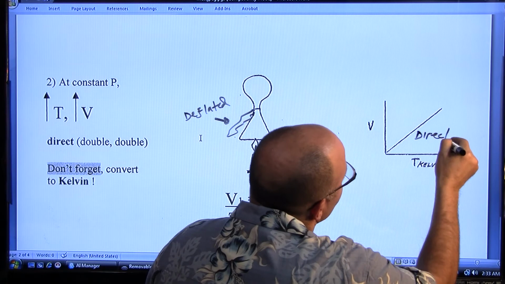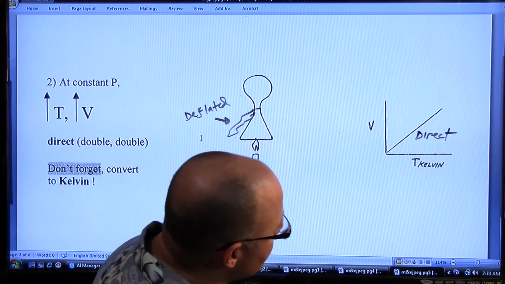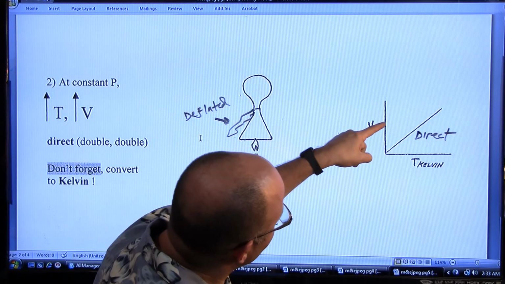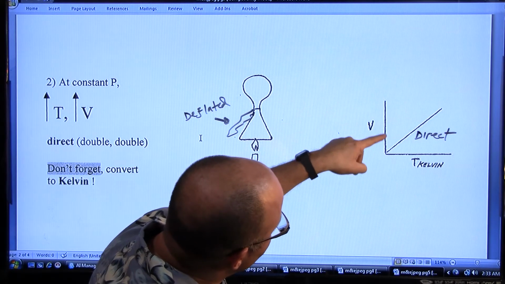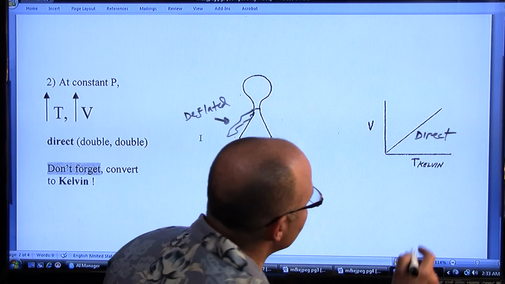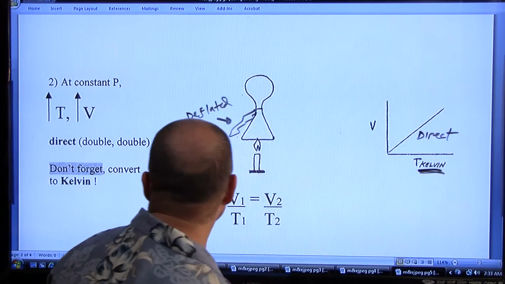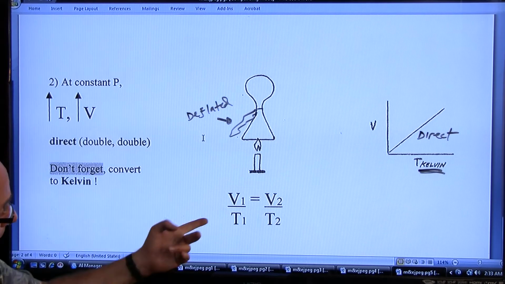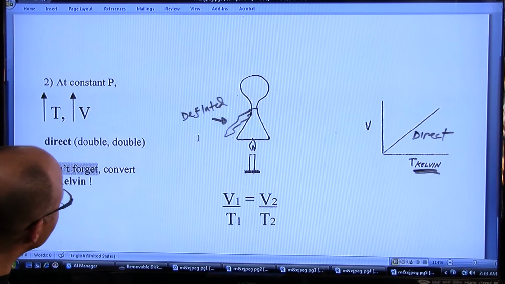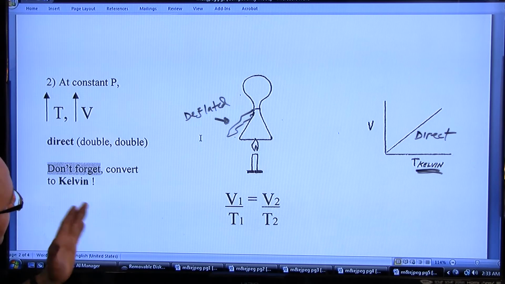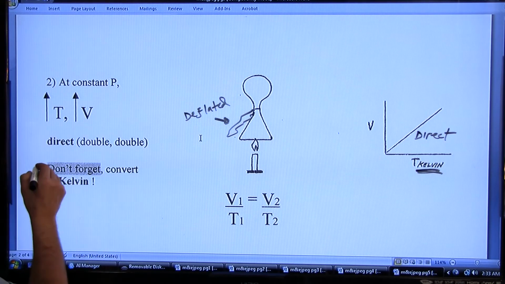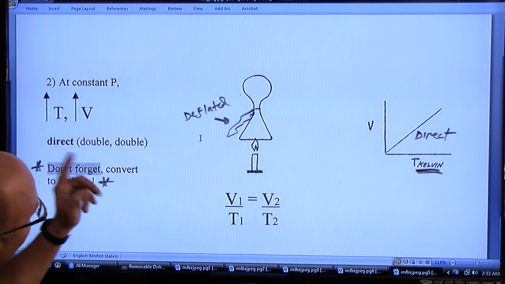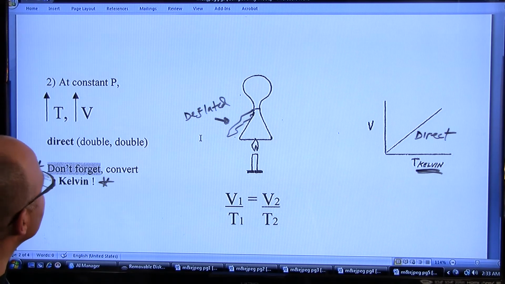Notice I wrote Kelvin temperature. Even if it were in Celsius, it would be straight up, but it would cross the axis somewhere up here instead of through the origin. I wrote Kelvin temperature to remind you that whenever you do calculations with this law, which happens to be called Charles's law, you must first convert to Kelvin. That's really important. Otherwise you'll get the wrong answer. Don't convert to Kelvin after you do the math. Convert to Kelvin before you do the math.